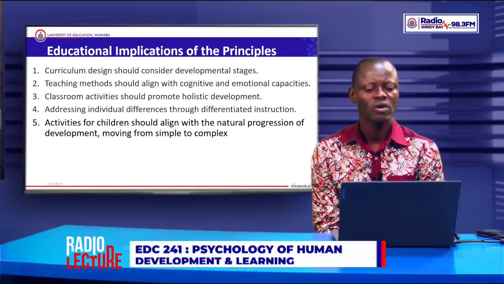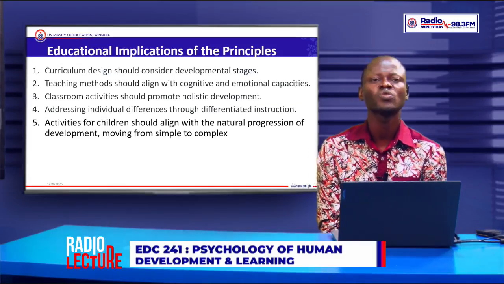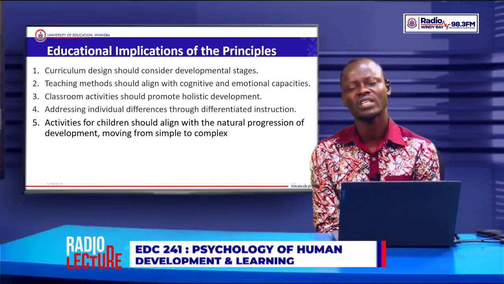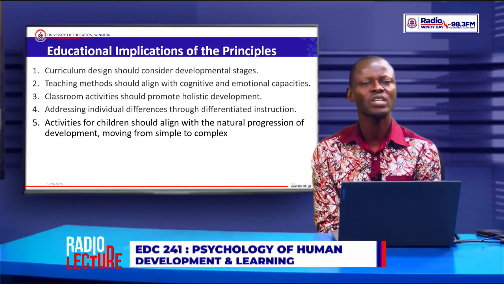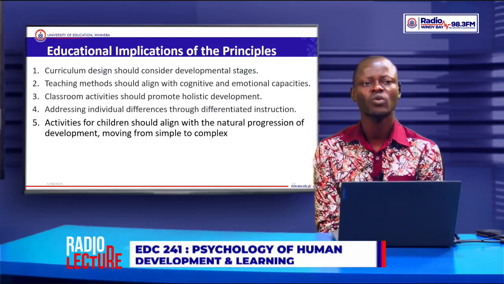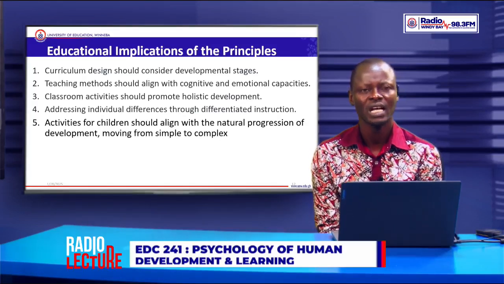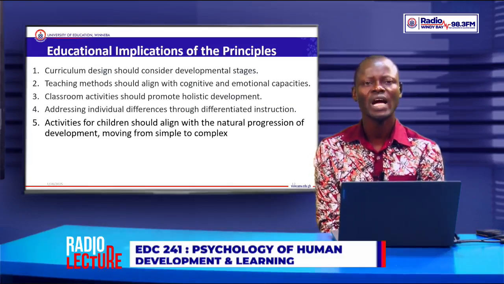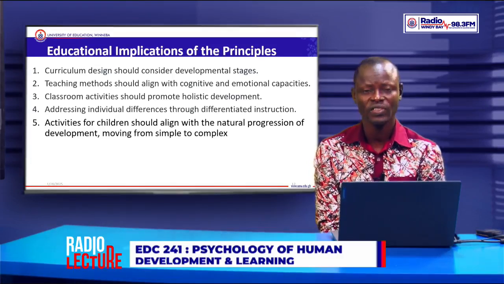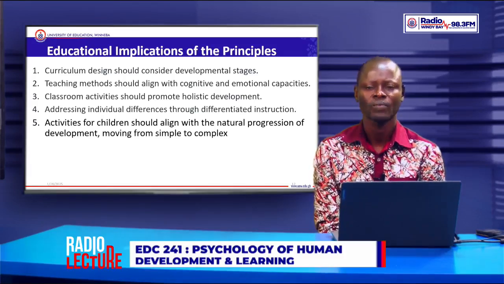We are also saying that in terms of addressing individual differences, we can do this through what we call differentiated instruction, where learners are given different activities based on their intelligence quotient. Those who are slow learners, you should give them activities that match their level of intelligence. Those who are average learners and those who are exceptional or gifted, the activities should be unique so that it will keep them engaged and not distract others from learning.